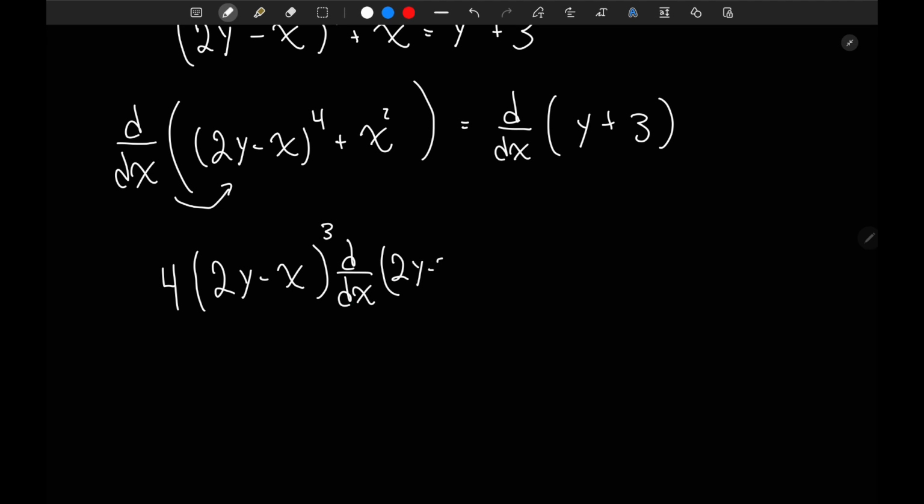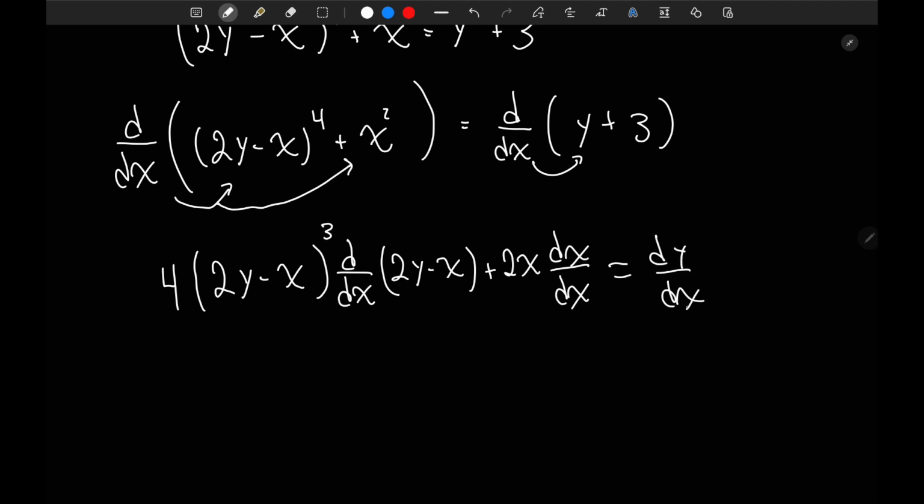So it'll be the derivative of 2y minus x. And I'm just going to leave this like that for now and do it on the next step. And then we continue over with the derivative up here. So the derivative of x squared is going to be 2x dx/dx. And on the right, we have the derivative of y with respect to x. We're going to get dy/dx. And then, of course, the derivative of 3 is 0.